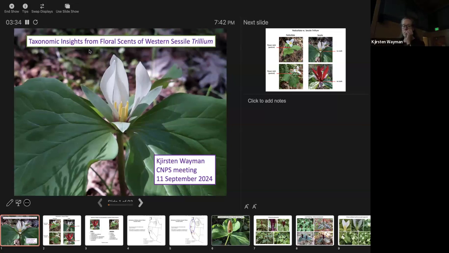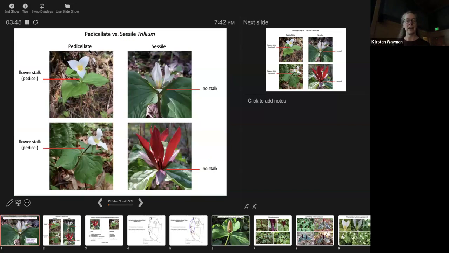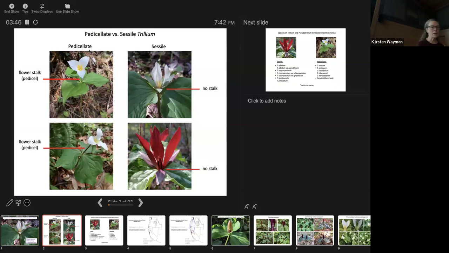So before we talk about the species themselves, I need to talk about this word sessile here. So many of you are probably familiar with Trillium ovatum, this species here. It's in the group of Trillium that we call pedicellate Trillium. So we broadly classify Trillium as either pedicellate or sessile. And the pedicellate Trillium have flowers that are borne on a stalk. So this flower is attached to the rest of the plant by a stalk here that we call a pedicel. And in this side view here, you can see that stalk a little bit better.